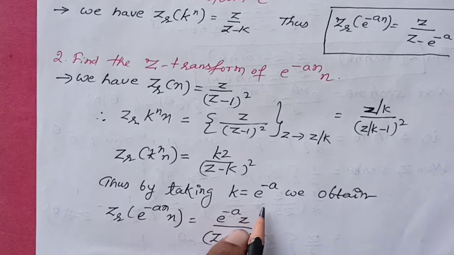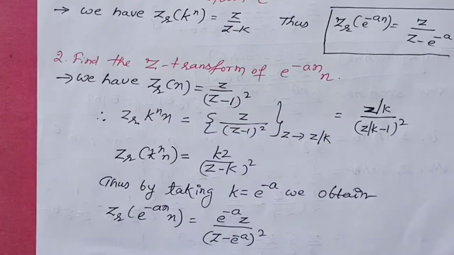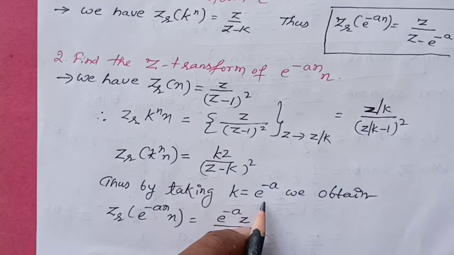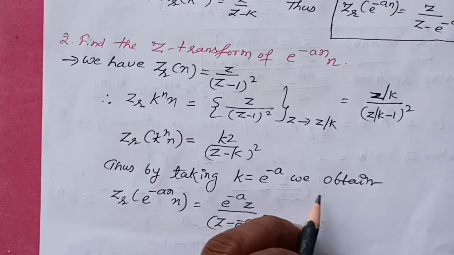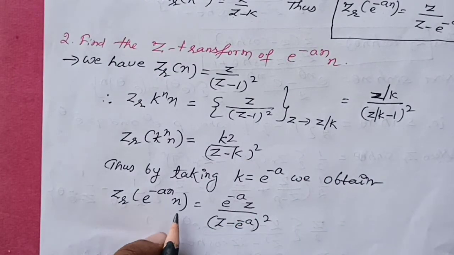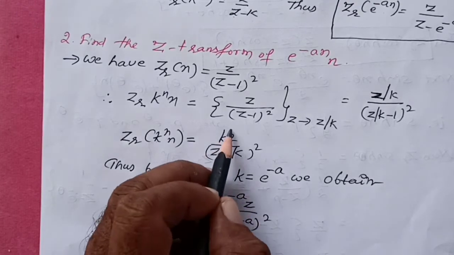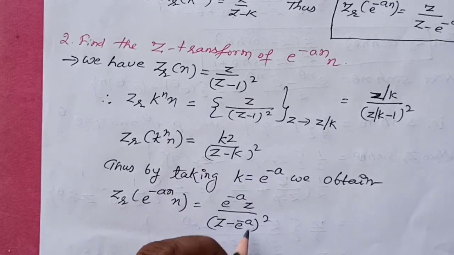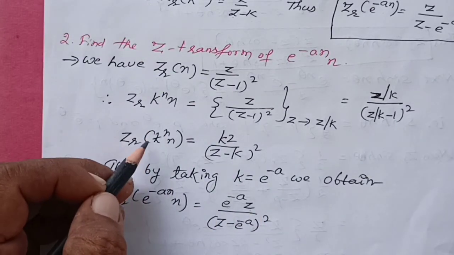Thus by taking K equal to e raised to minus a, the other things are there, K raised to n and n. K is equal to e raised to minus a as in the earlier problem number 1. So we obtain the Z transform of e raised to minus a n into n is equal to K, which is e raised to minus a, times Z, divided by Z minus K, which is again e raised to minus a, the whole square. So simple problems.